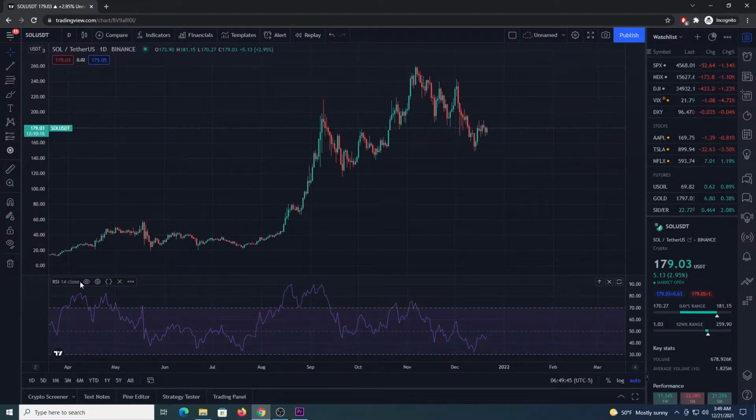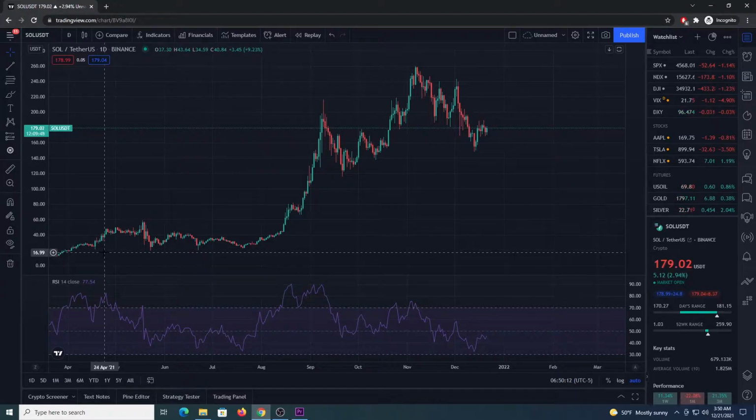As we can see, we have green candles, and these are days where the price of the crypto went up. We also have red candles representing days when the price of the crypto went down. On a green candle, the bottom of the candle represents the opening price for the period, and the top of the candle represents the closing price.